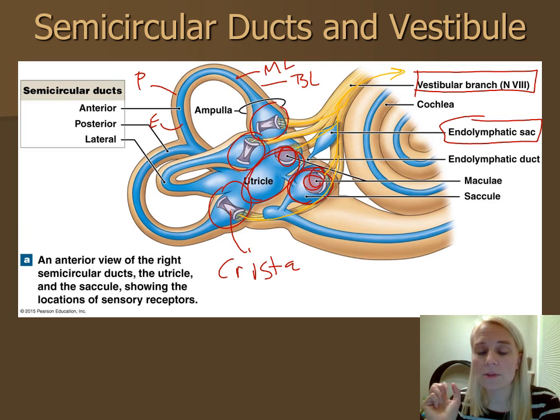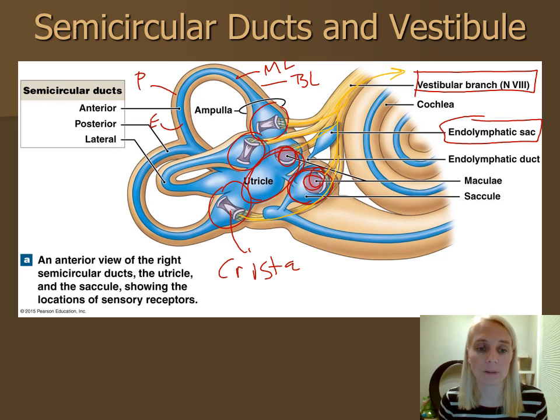Okay, so that wraps up the anatomy piece of our ear. We did the outer ear, the middle ear, and a couple closer views of the inner ear. I'm going to talk a little bit more about the cochlear structure in the hearing video, so that will be coming up a little bit later.